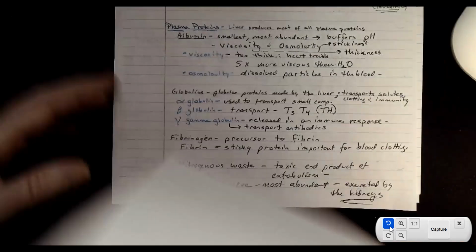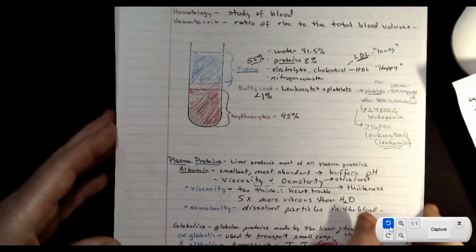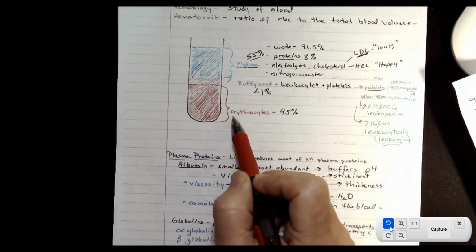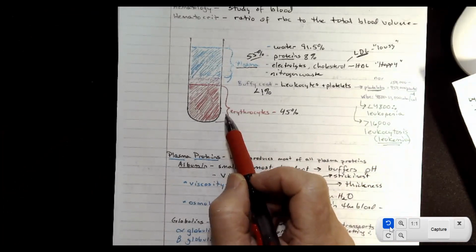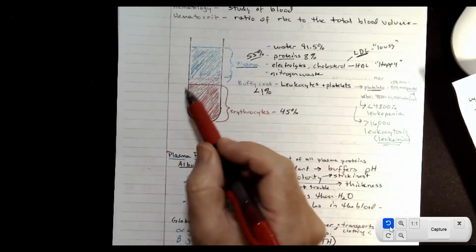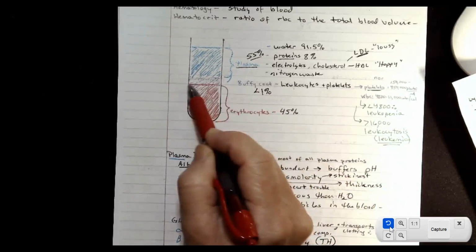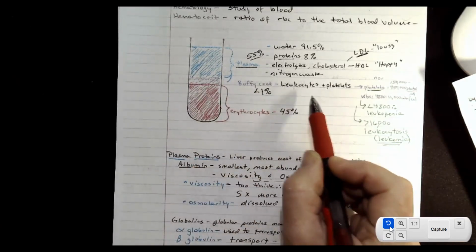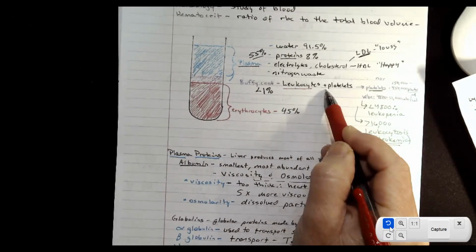We also discussed that if you put blood in a centrifuge, the heavier particles will go to the bottom. 45% happens to be the erythrocytes of whole blood. Plasma makes up 55%, and then there's what looks like a layer of snot in the middle of the test tube, and this is the buffy coat, which contains the leukocytes and platelets.